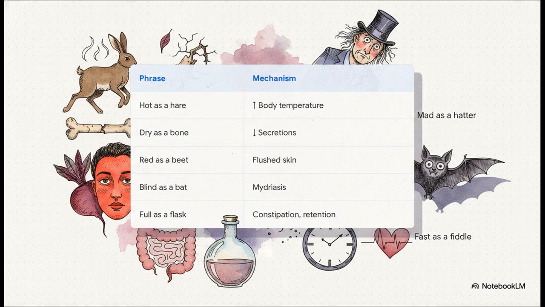Mad as a hatter from the central nervous system effects. Full as a flask because they've got urinary retention and constipation. And fast as a fiddle because decreased vagal tone at the SA node sends their heart rate through the roof.